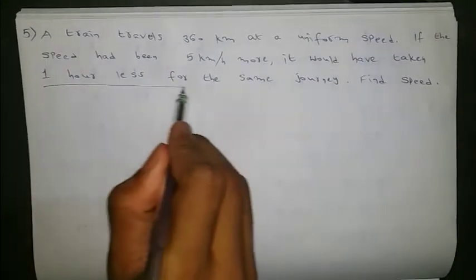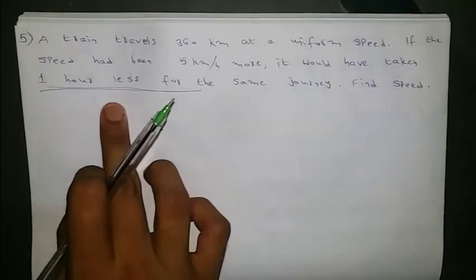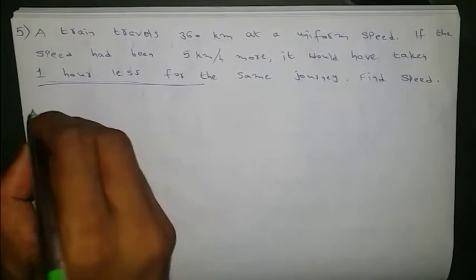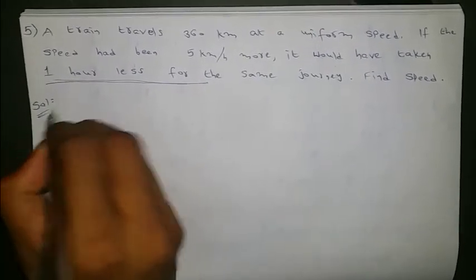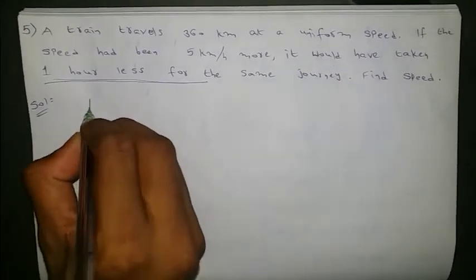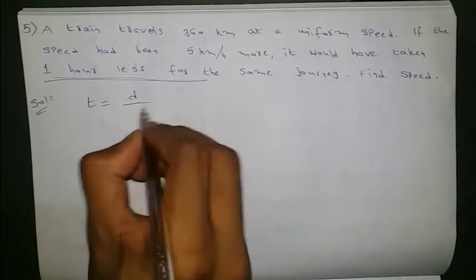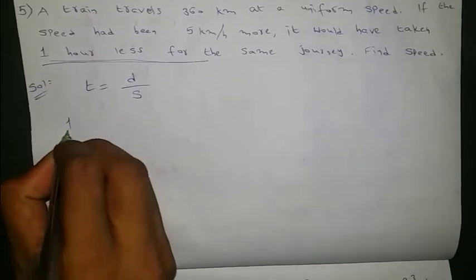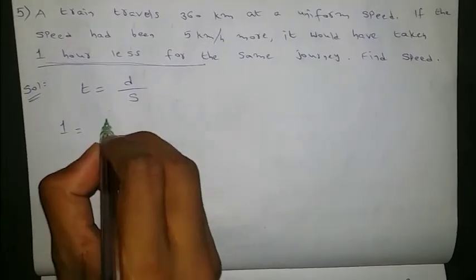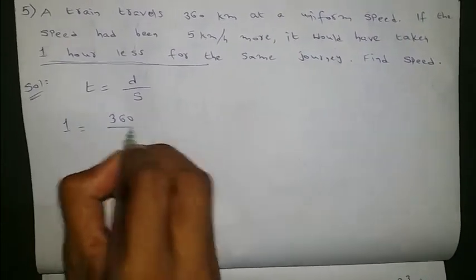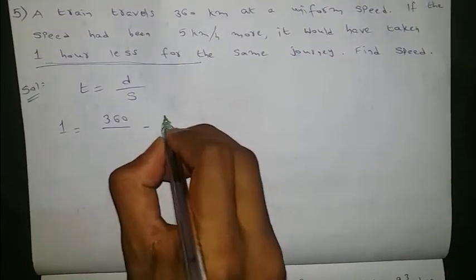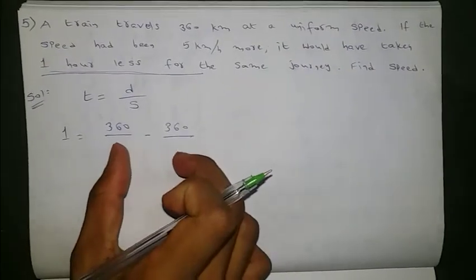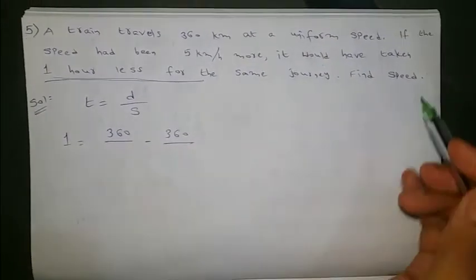See, if you observe this clearly, 1 hour less, it means he gave the time difference. So already we know the formula, time equals distance by speed. So 1 hour less, that 1 hour equals distance 360 by speed minus distance 360 by speed. Though he gave the speed in two different conditions clearly.